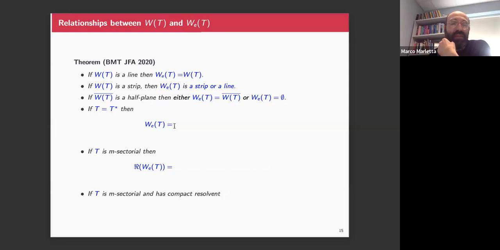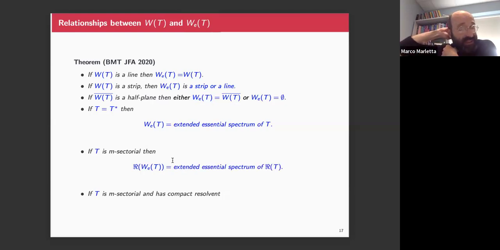If you've got a self-adjoint operator, then I think I mentioned already, it's the extended essential spectrum of T. If T is m-sectorial, then it's the extended essential spectrum of the real part of T. And if T is sectorial, of course, then this will actually be equal to the convex hull of the essential spectrum of the real part of T. And then if T is m-sectorial and has compact resolvent, then the essential numerical range turns out to be empty. So the example we had on the previous slide, the operator was self-adjoint. It had compact resolvent, but it wasn't sectorial because it wasn't semi-bounded, and so this result didn't hold.